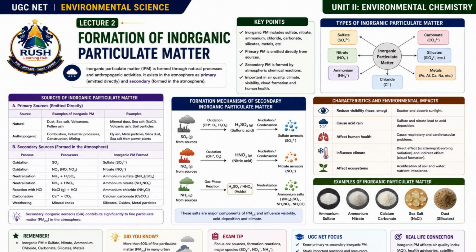Let's begin by understanding the sources of inorganic particulate matter. There are two major categories: primary inorganic particulate matter and secondary inorganic particulate matter. Primary particulate matter is emitted directly into the atmosphere. Examples include dust from soil erosion, sea salt from ocean spray, volcanic ash, fly ash from thermal power plants, construction dust, mining activities, and industrial emissions.